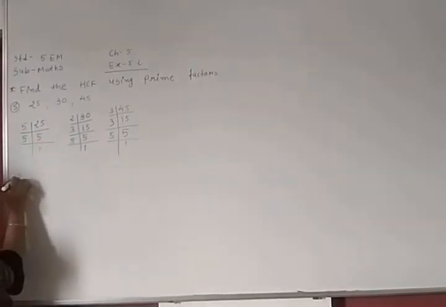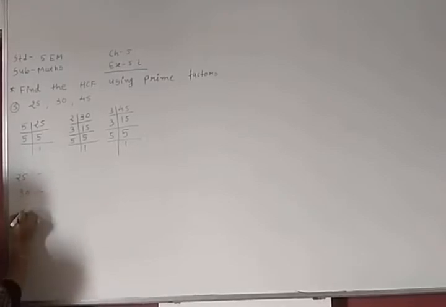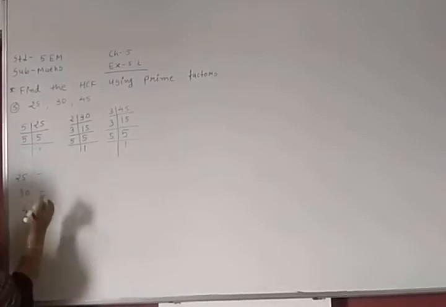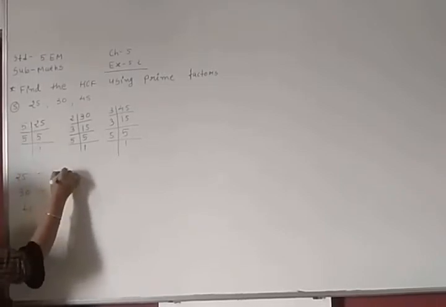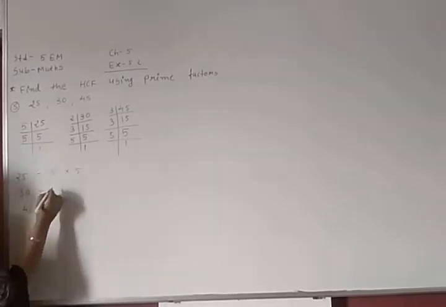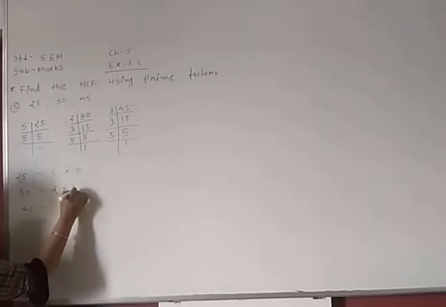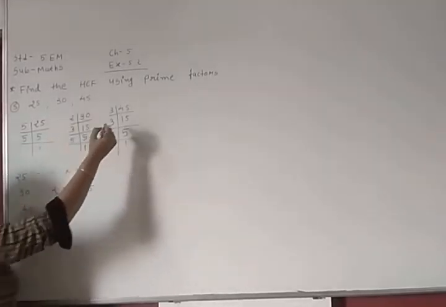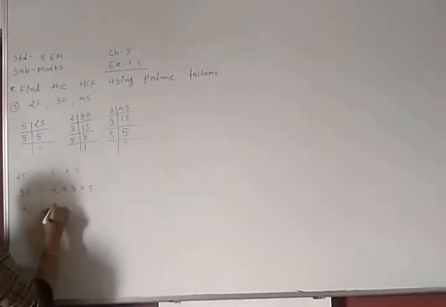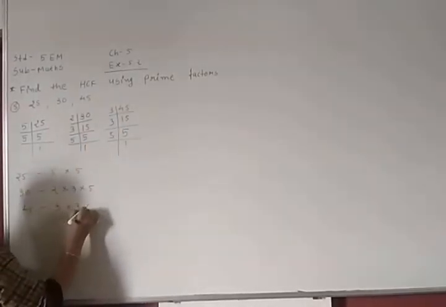Now let me write the factors like this: 25, 30 and 45. Which are the factors of 25? 5 into 5. Factors of 30? 2 into 3 into 5. These factors we have to write. Okay, and 45? 3 into 3 into 5.